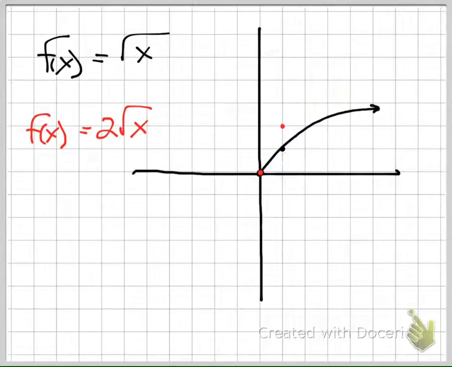What happens if I made it a 3? What if I made this a 3? Where's it going to be? What point? 1, 3. It'll be way up here. Does that make sense? Makes sense? Okay. What if it was a 1/2?